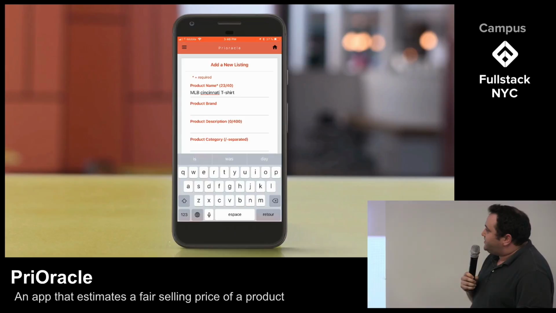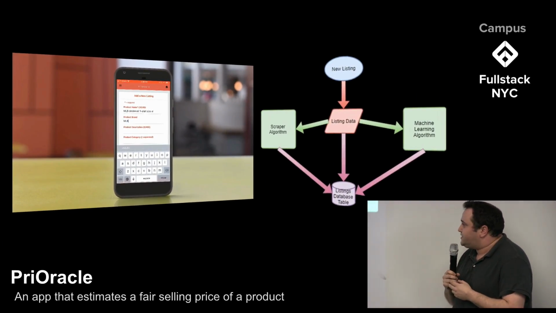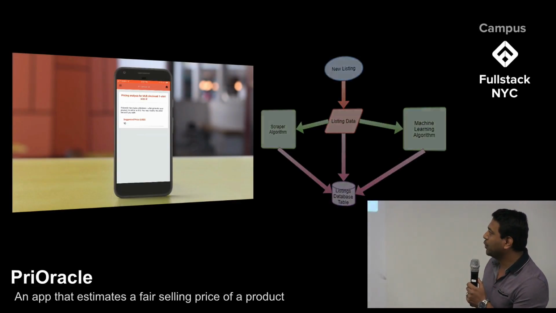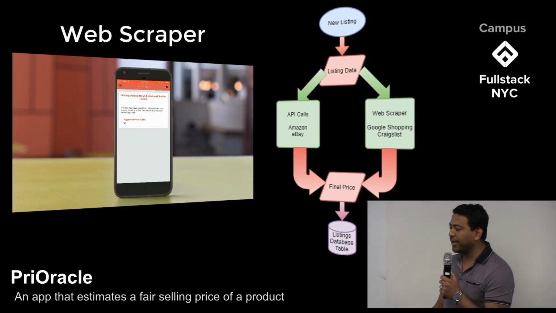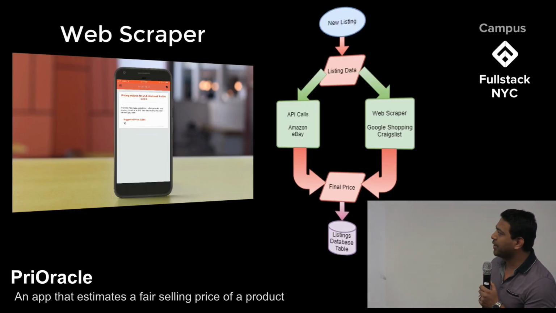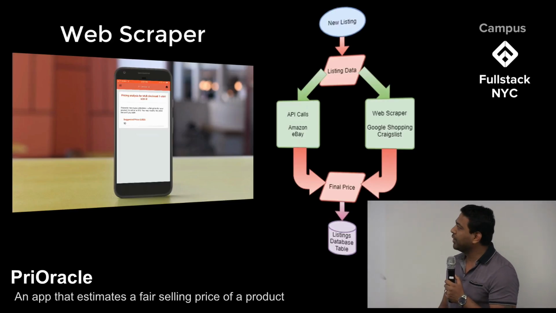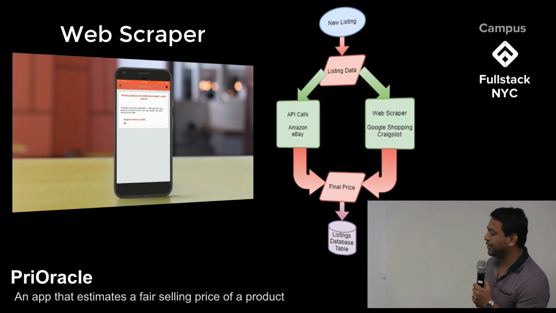Once a user is logged in, they can either view their listings or create a new listing. If they choose to create a new listing, then the algorithms will get triggered. So as you can see, the pricing algorithm is made up of two components. One is the scraping algorithm and one is the machine learning algorithm. The scraping algorithm is basically a program that just scrapes the internet for relevant data and then incorporates it into calculating the scraper price. So for pre-Oracle, we decided we'll use Amazon, Google, eBay, and Craigslist.